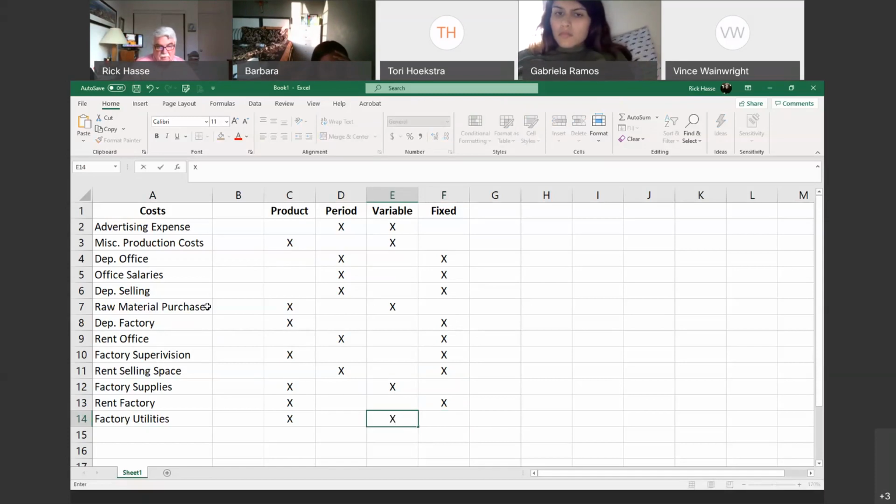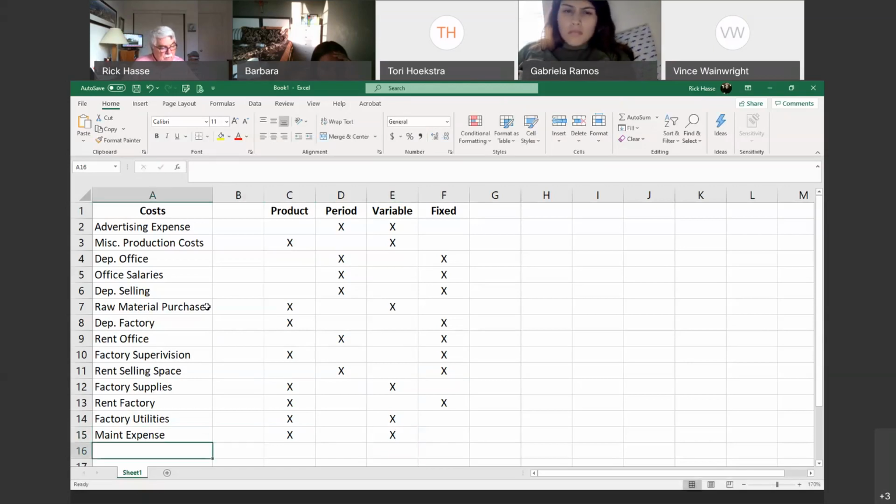Good job. All right. Vince, did you have anything else? Yes, sir. I had maintenance expense, and for that, I have product and variable. Maintenance expense on the factory equipment, that would be product and variable. Exactly right. We produce more, we're probably going to have more maintenance costs. Right. Clean up more. Very good. Good job, Vince. Thank you. All right, Marianne, direct labor.